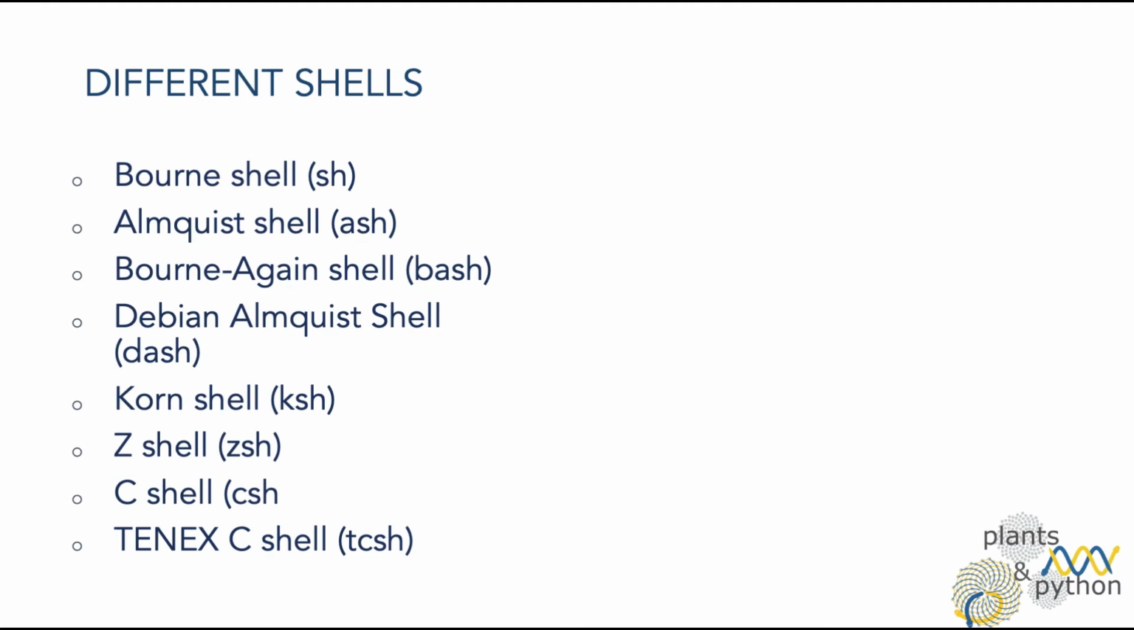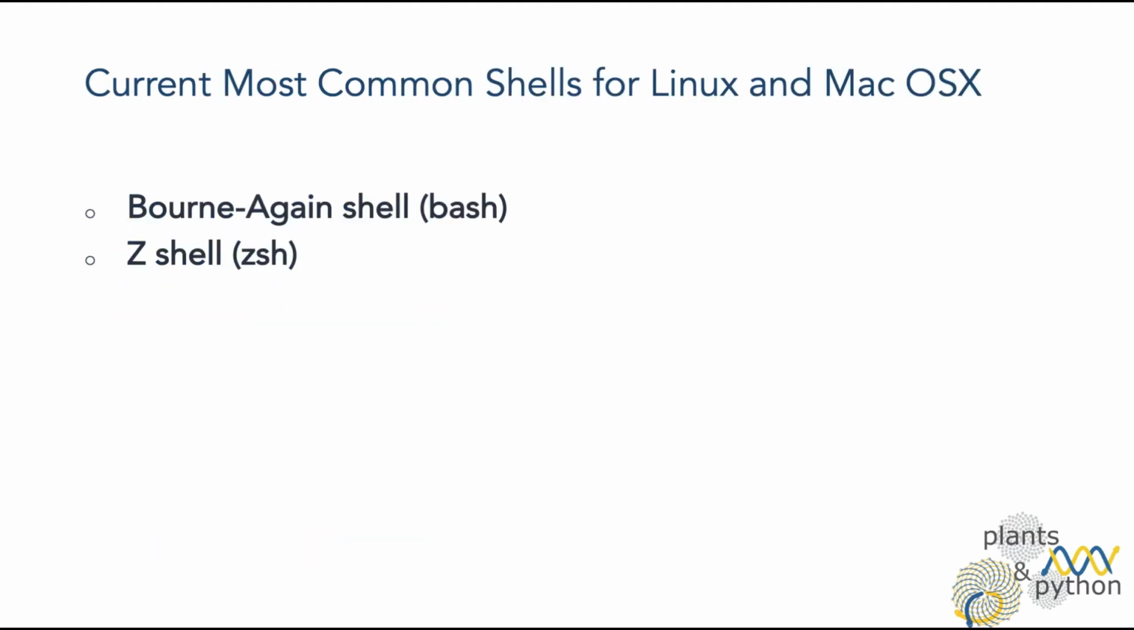There are different shells available. These are just some of them. The current most common shells for Linux and Mac operating systems are Bourne Again Shell, which is usually called Bash, and Z Shell. Both are quite similar.